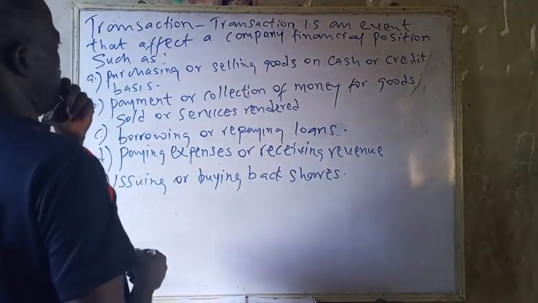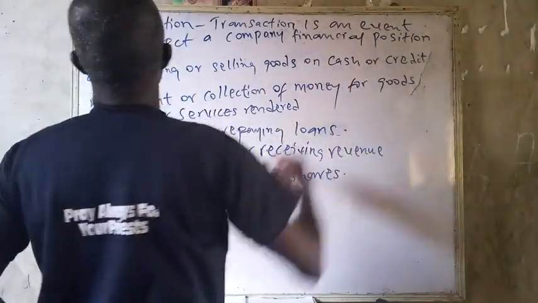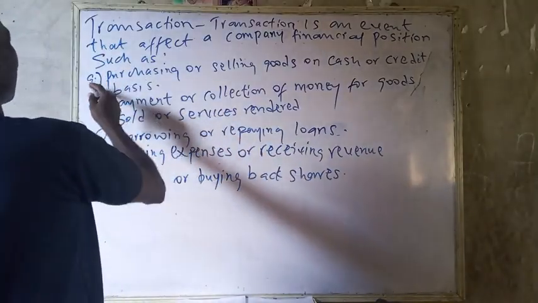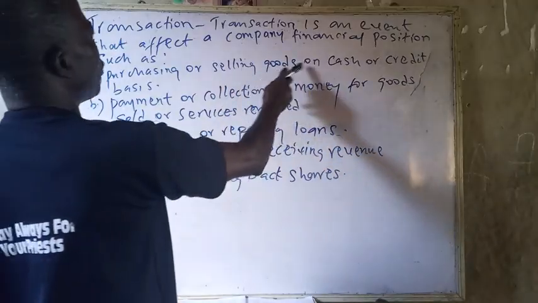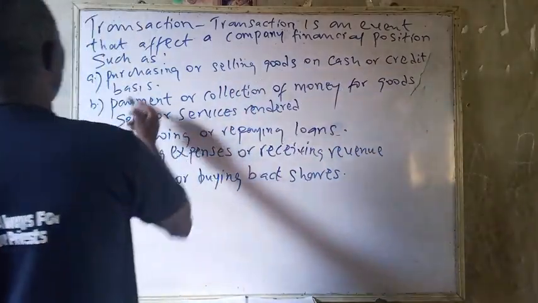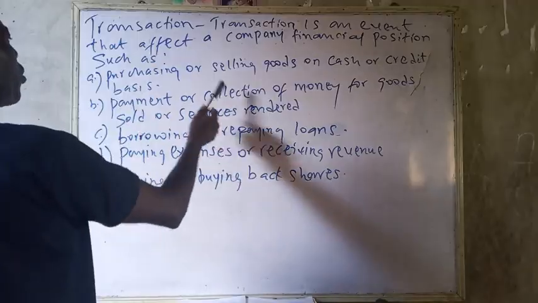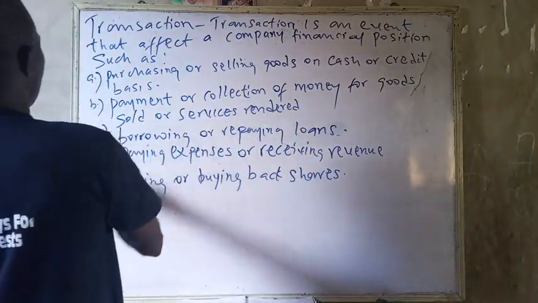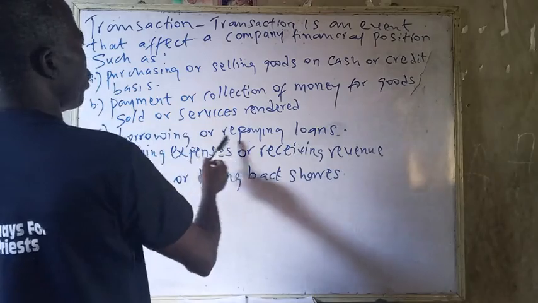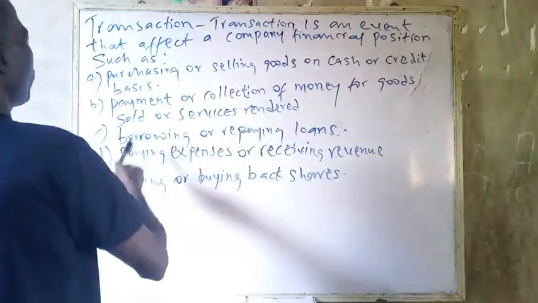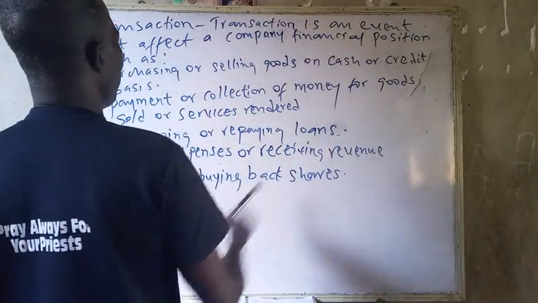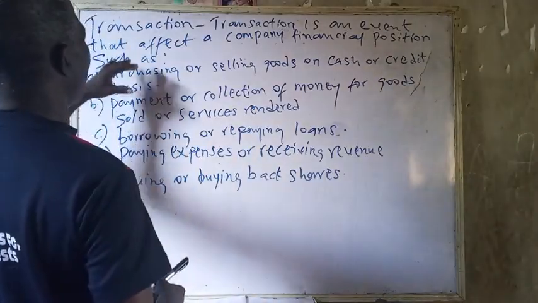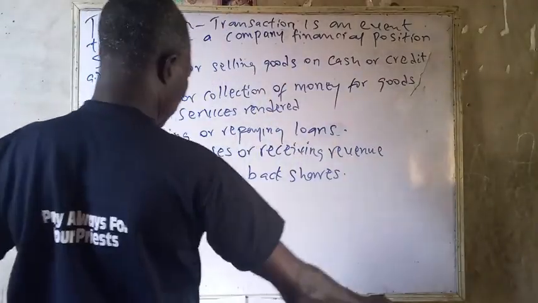Transaction is an event that affects a company's financial position, such as A, purchasing or selling goods on cash or credit basis. B, payment or collection of money for goods sold or services rendered. C, borrowing or repaying loans. D, paying expenses or receiving revenue. E, issuing or buying back shares. These are examples of transactions, and this is the definition of a transaction.